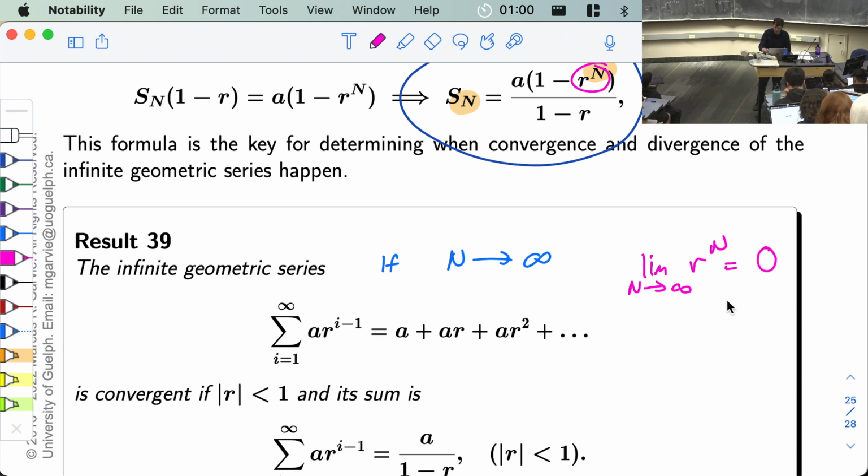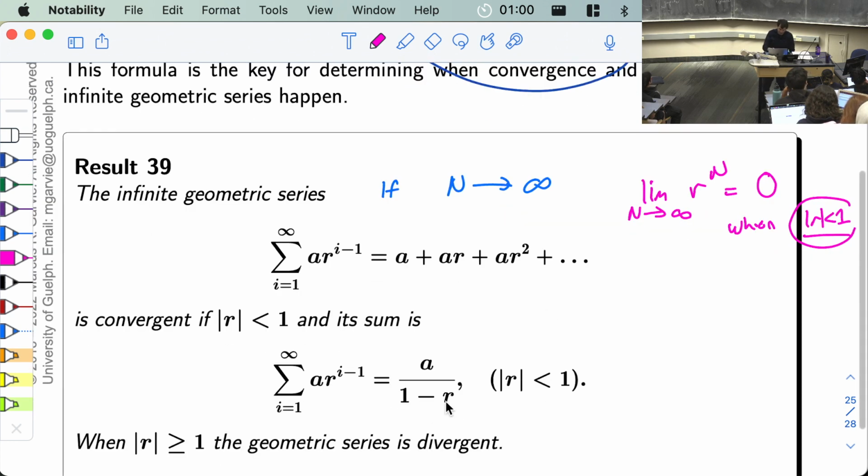This limit is 0 when the absolute value of r is less than 1. So for numbers like 0.1, 0.5, 1 over 5 was the example we started the class with. In Mr. Beast's example, it was 10%, 0.1. As long as the common ratio is less than 1, it can be positive or negative, as long as the size of the number is less than 1, then this limit, this thing in pink, will become 0. And when this thing in pink becomes 0, you get this formula.